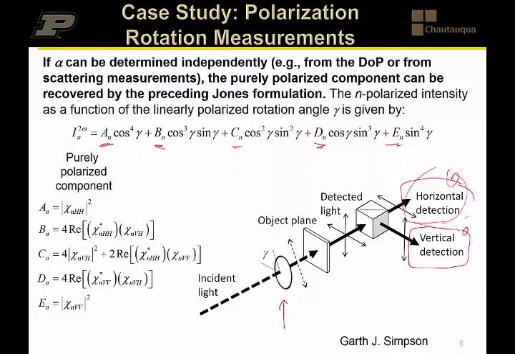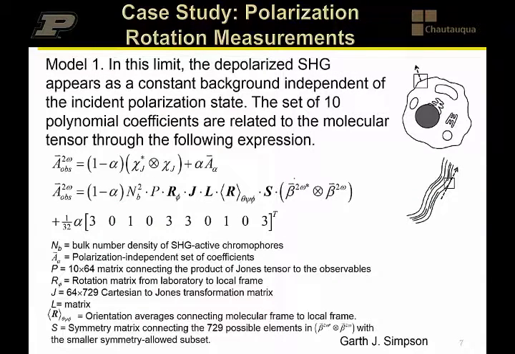So measuring the intensity as a function of gamma gives us 10 parameters that are tied back to these tensor elements. And I'm going through all of this very quickly because that's really discussed in greater detail in the section on the Jones tensor measurements and nose microscopy, so I won't belabor the point right here.